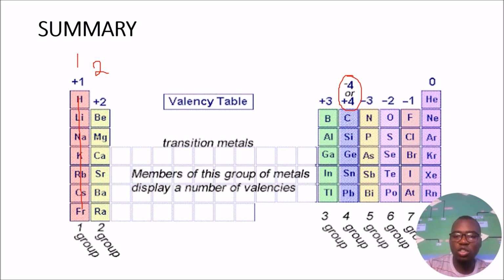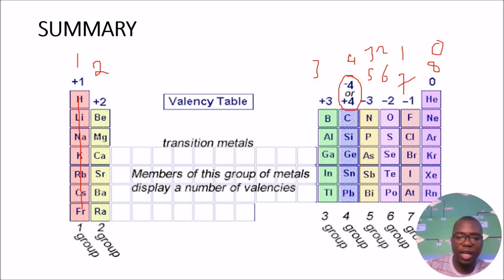Then as you skip, you go to groups 5, 6, 7, and 8. You can see that the numbers start decreasing. So we started from valence 1, valence 2, valence 3, valence 4. Then again, we go 3, 2, 1, 0. So you can memorize it like that, it's fine. That's why we say the periodic table is a very important ingredient in everything that we do.